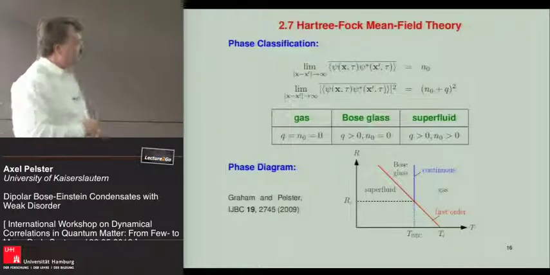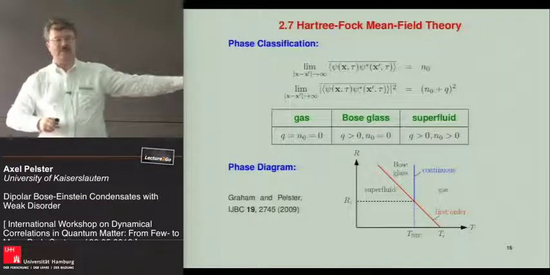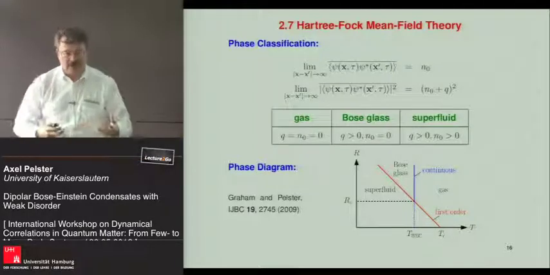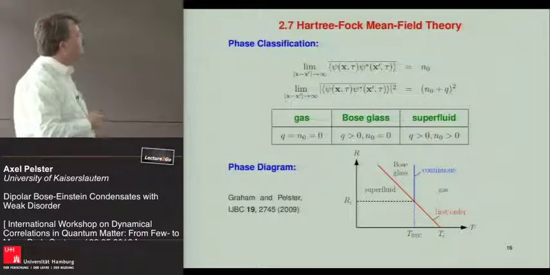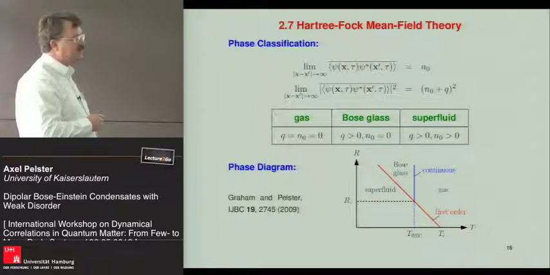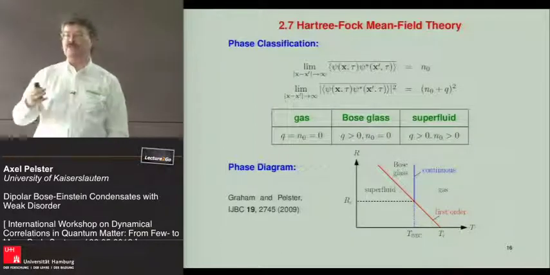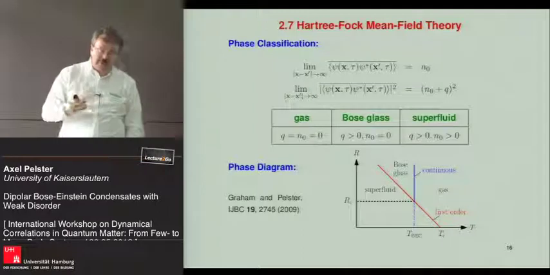Now, what is the general picture? If you do not go to 0 temperature or to the critical temperature, what is roughly the picture for a general temperature? And we have looked for a Hartree-Fock mean field theory. And basically, there is a new phase which emerges apart from the usual gas phase and the usual superfluid phase. There's also a new phase emerging, the so-called Bose-glass phase.